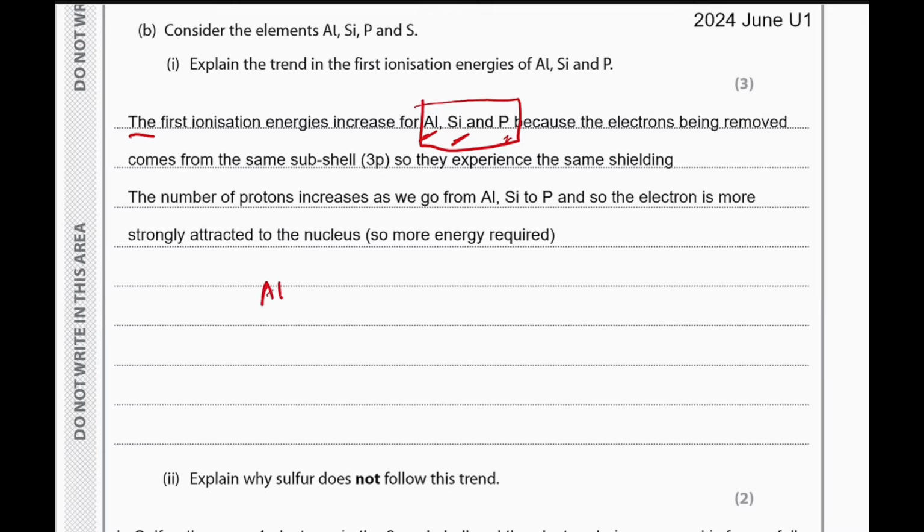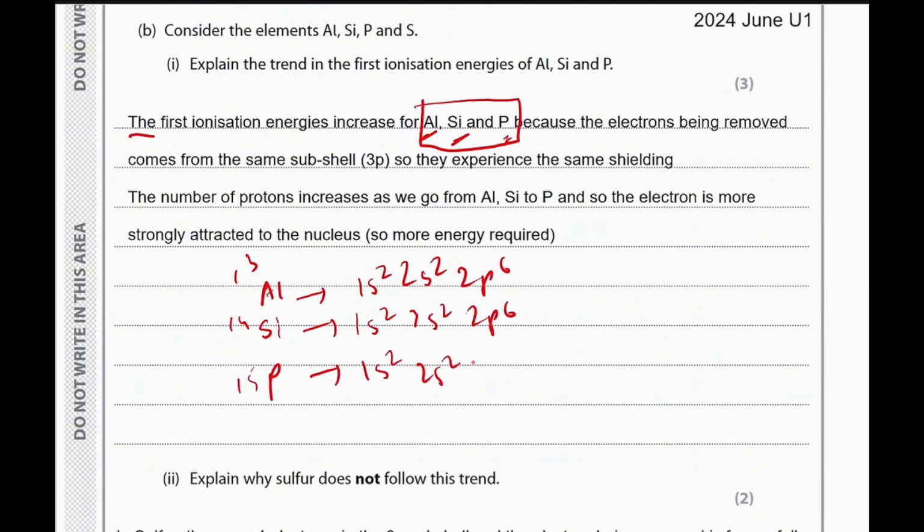So if we just write down the electronic configuration of these three: aluminium is 13, silicon is 14, and this is 15. So it would be 1s2, 2s2, 2p6, 3s2, 3p1, and that's 3p2, and that's 3p3. So as you can clearly see, from the same 3p subshell, the first outermost electron is getting removed.